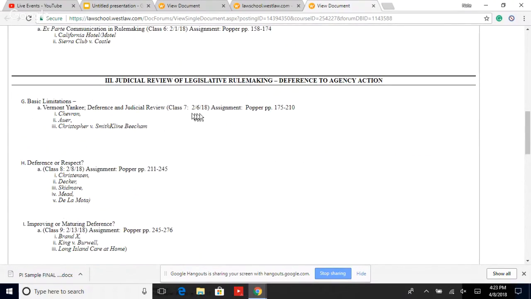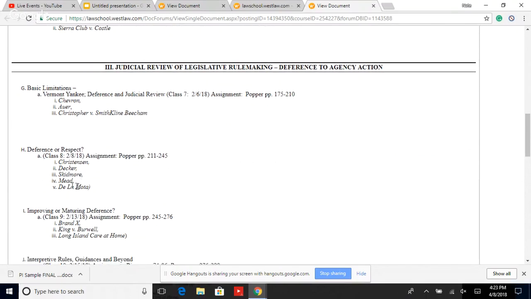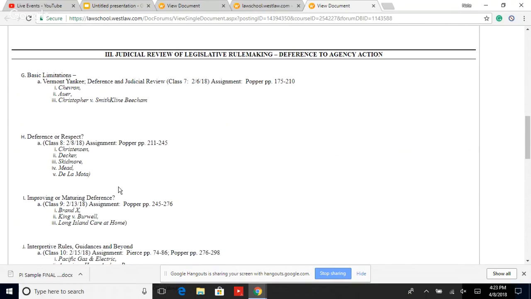Vermont Yankee, deference and judicial review. We learned that on 2-6. And here are the cases: Chevron, Auer, Christopher, Smith, Kline. And here's Christensen, here's Skidmore, here's Decker, here's Mead. So again, if you match up your understanding with this outline, when you get to Auer, you go to the Auer class and say, okay, these are the cases that stood for Auer. You go to the Chevron portion. This is what Chevron is saying. Here's Mead, Skidmore. Here are the cases that developed this court.